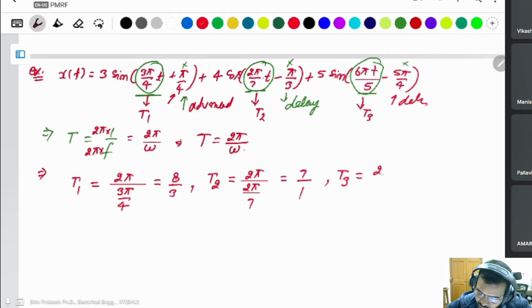T3 is 2 pi divided by 6 pi by 5. Pi cancels out, this is 5 by 3.